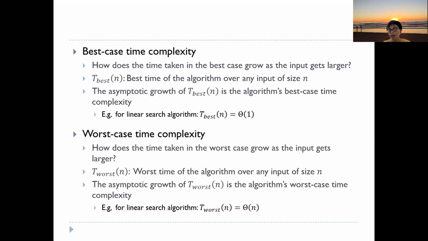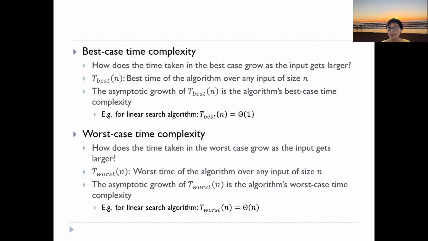Worst case is analogous. Now we say, how does the time taken in the worst case grow as the input gets larger? In particular, this T_worst(n) says that for any input of size n, what is the worst time the algorithm would take? And the asymptotic growth of this will then be the asymptotic notation for this. So for the previous linear search algorithm, in the best case, we immediately return, that's constant. But in the worst case, for any input of size n, the key is not in. So we have to go through all the elements. So in the worst case, it's a linear time algorithm.